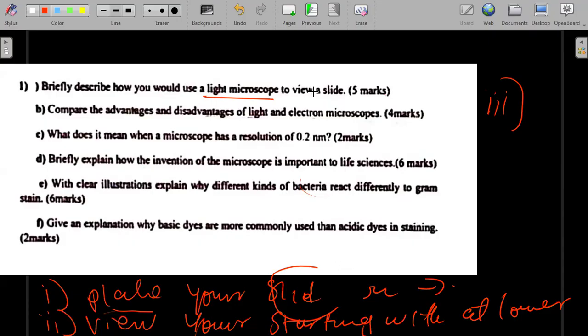So you have to focus your image, isn't it? That's the next thing. Okay. So you focus your specimen. Okay. So what do you use to focus your specimen? What part of the microscope are you going to use to focus your specimen?